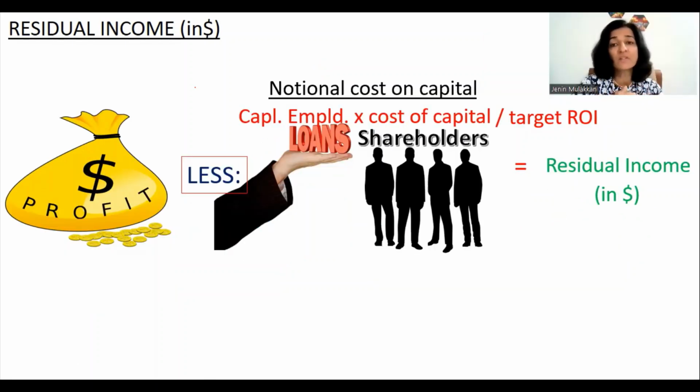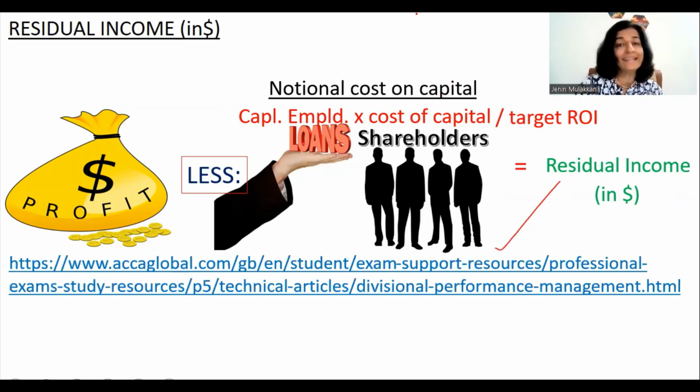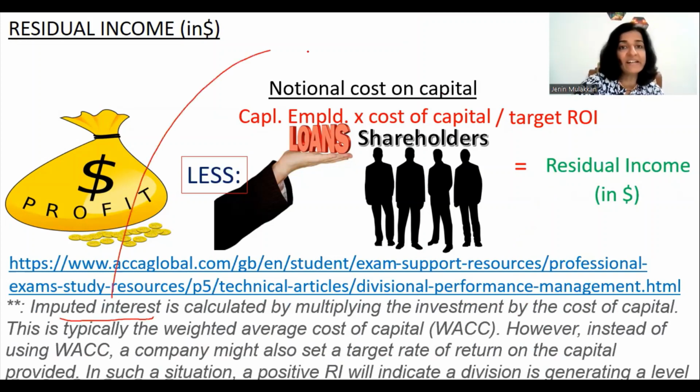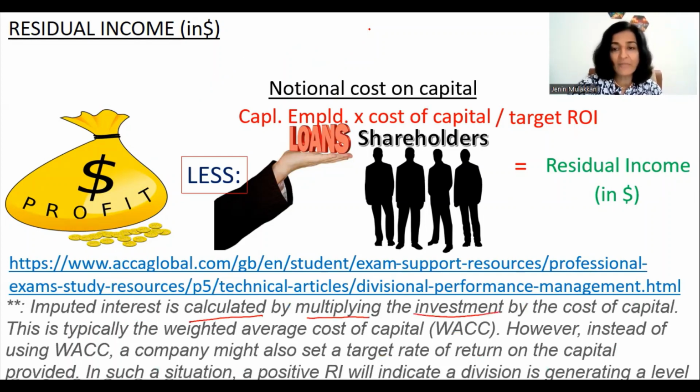Now, a popular doubt among the students is, in a question, if the cost of capital and the target return on investment is given, then which should be taken to calculate the notional cost on capital? So I've just copied the technical article that appeared in the ACCA Global website. Imputed interest is another name for notional cost on capital. Imputed interest is calculated by multiplying the investment, the investment is nothing but the capital employed, by the cost of capital. This is typically the weighted average cost of capital.